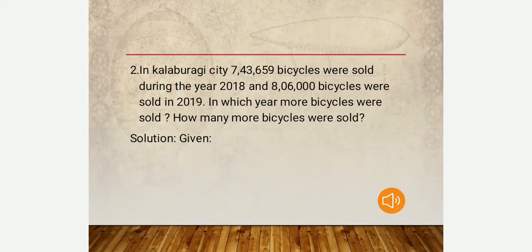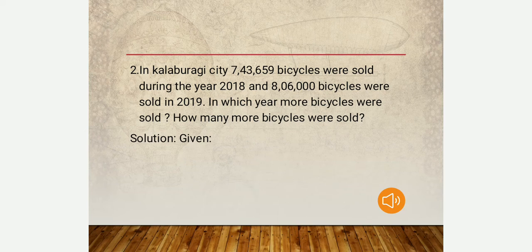The second statement problem is, in Kalaburgi city, 7,43,659 bicycles were sold during the year 2018 and 8,06,000 bicycles were sold in the year 2019. In which year more bicycles were sold? How many more bicycles were sold? We have to read the question properly. Here the first question statement is, in which year more bicycles were sold?